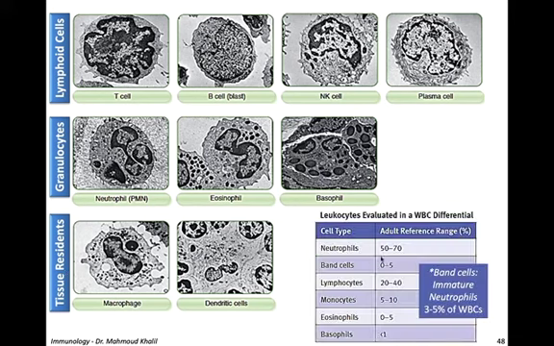Generally, the neutrophils represent the highest percentage in the blood of the adult, while band cells represent up to 5%, lymphocytes 20 to 40%, monocytes up to 10%, eosinophils up to 5%, and basophils less than 1%. Band cells actually represent immature neutrophils.